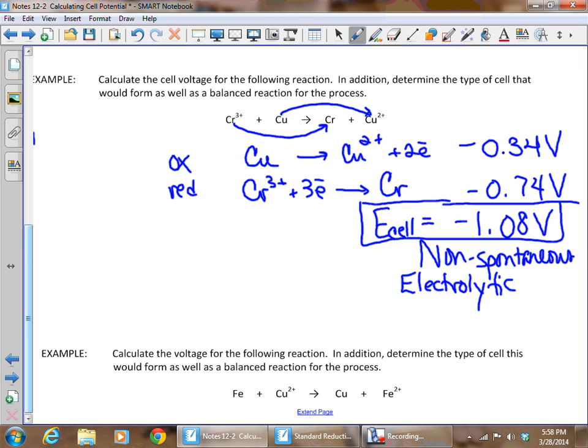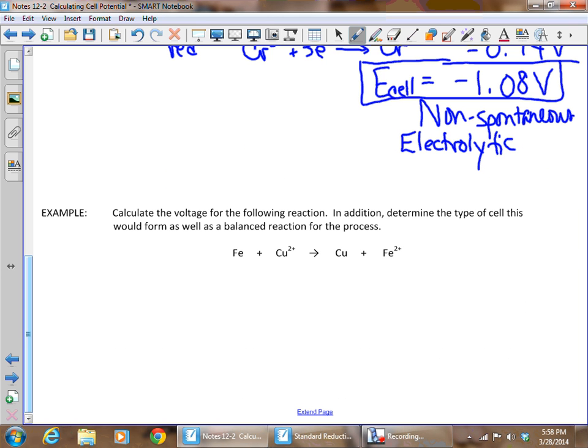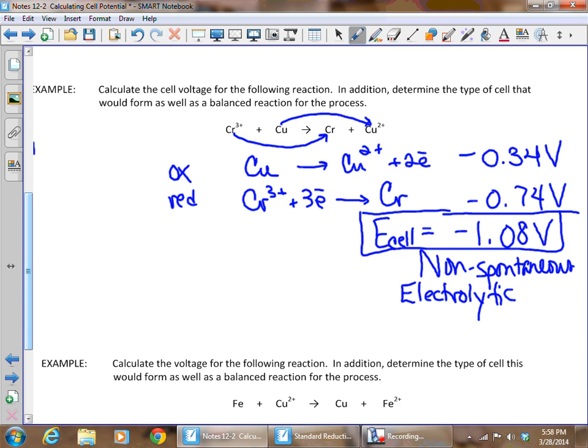So let's do one more example. This time we're going to do an example with iron and copper 2 plus. Again, we need to know what's being oxidized and what's being reduced. And if you caught me, you caught that I did not do the one thing it asked me at the end, and that was to write a balanced equation. It's always good to check off that you did the cell voltage, that you did the type of cell, and now we need a balanced chemical equation. It's a good example for the AP test. Always make sure you've answered the question.